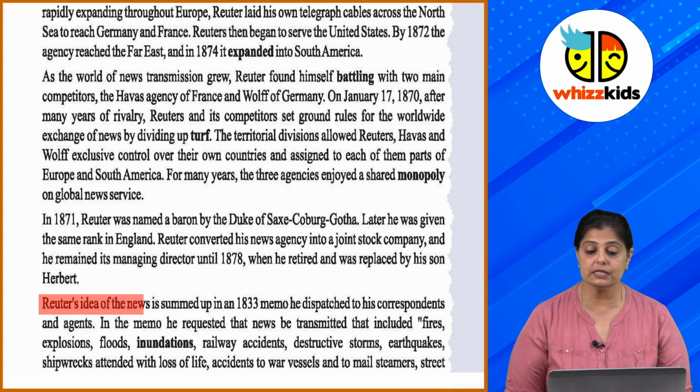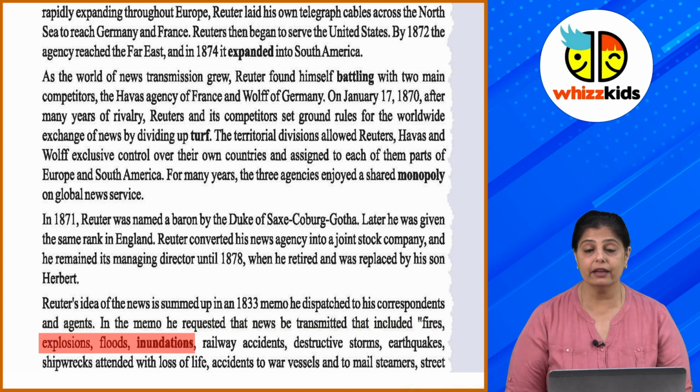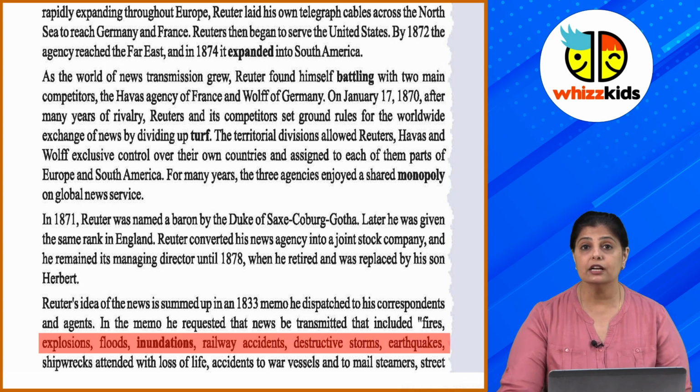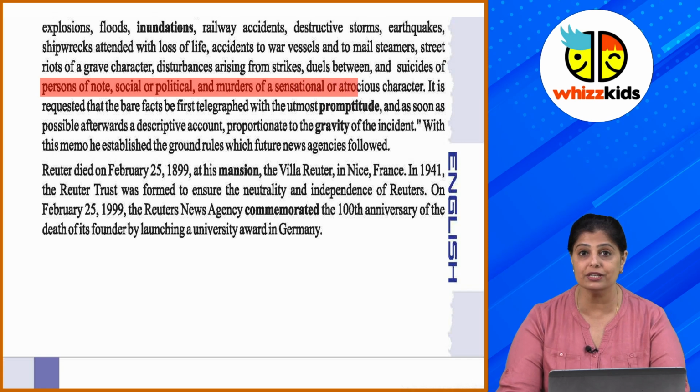Reuters' idea of the news is summed up in an 1833 memo he dispatched to his correspondents and agents. In the memo, he requested that news be transmitted that included fires, explosions, floods, inundations, railway accidents, destructive storms, earthquakes, shipwrecks attended with loss of life, accidents to war vessels and to mail steamers, street riots of grave character, disturbances arising from strikes, duels between and suicides of persons of note, social or political, and murders of a sensational or atrocious character.